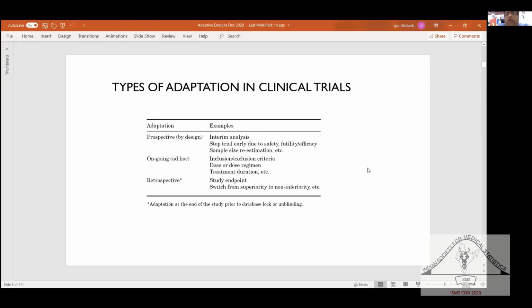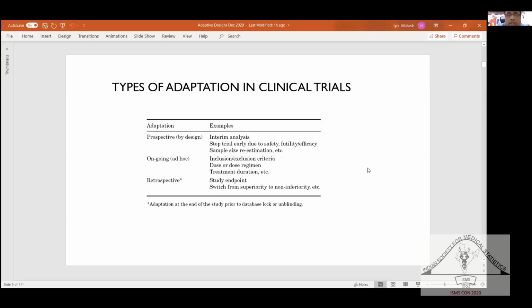So what are the different types of things that you can adapt? The first is prospective: say I will do an interim analysis, so I will analyze the data in the middle of the study. I may stop the study early, either for safety or for futility or for efficacy and so on. And third, I may change my sample size re-estimation.